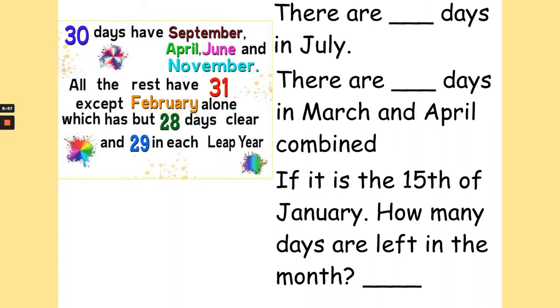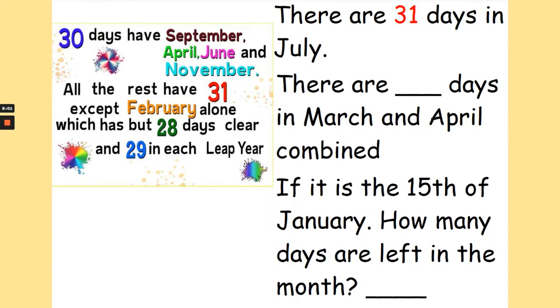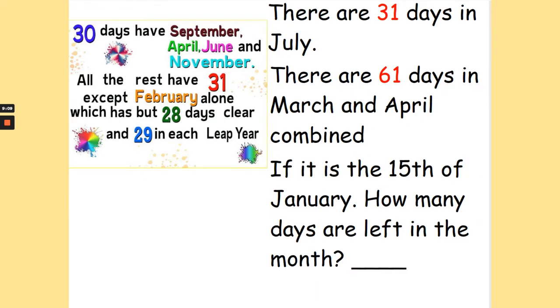Okay, let's see how we did. So, how many days are there in July? There are 31 days in July because it's not in the 30-day sentence, so it's in the all the rest. So how many days are in March and April combined? There are 61 days, as there are 30 days in April and 31 in March. 30 and 31 is 61.